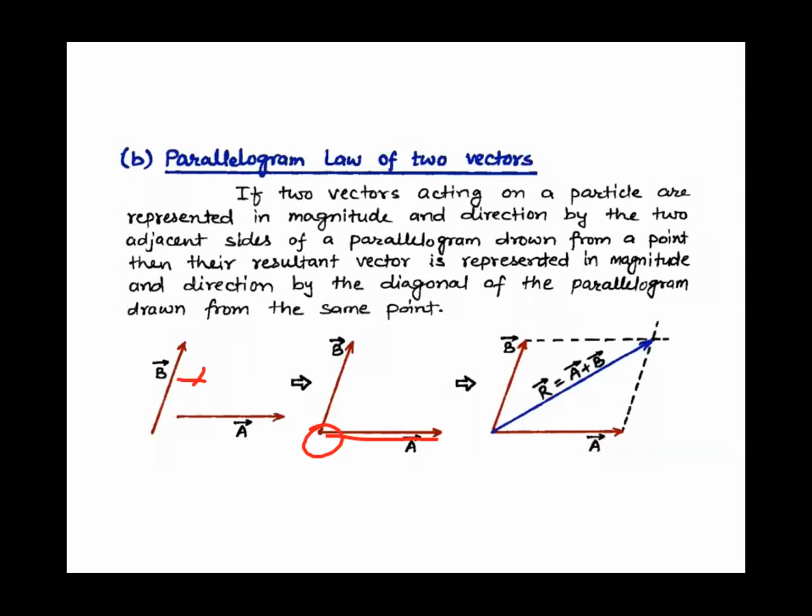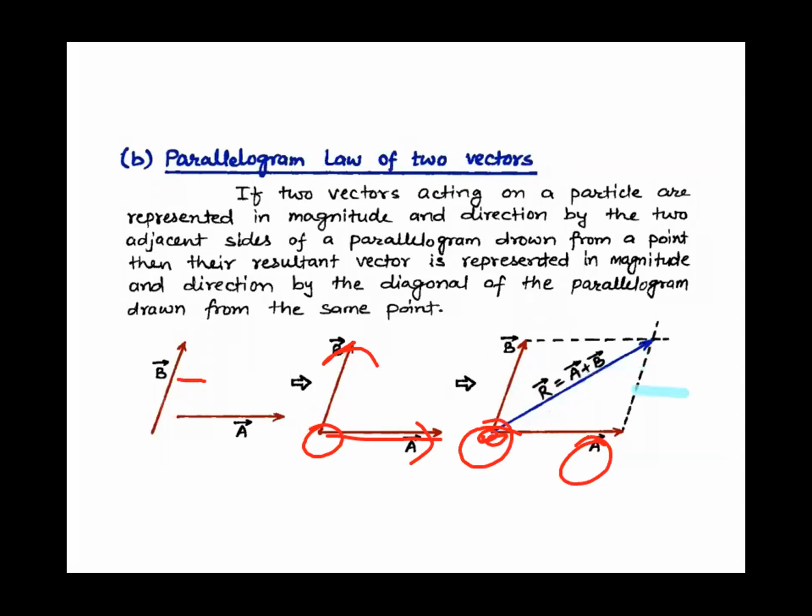If vectors A and B represent the adjacent sides of a parallelogram, and their magnitude is the length of the sides and their direction is the direction of the sides, then children, the resultant vector of A and B will be given by the diagonal of the parallelogram drawn from the common point of the two vectors. What is the common point of A and B, beta? This point is the common point.